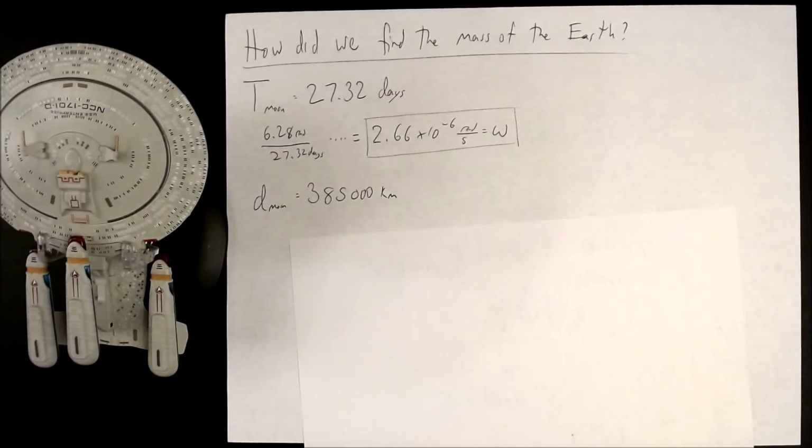People will sometimes ask me, how on earth do we find the mass of the Earth? How did people 100 years ago or 200 years ago figure out the mass of the Earth? Well, the answer is they used the moon and the orbit of the moon to do this.